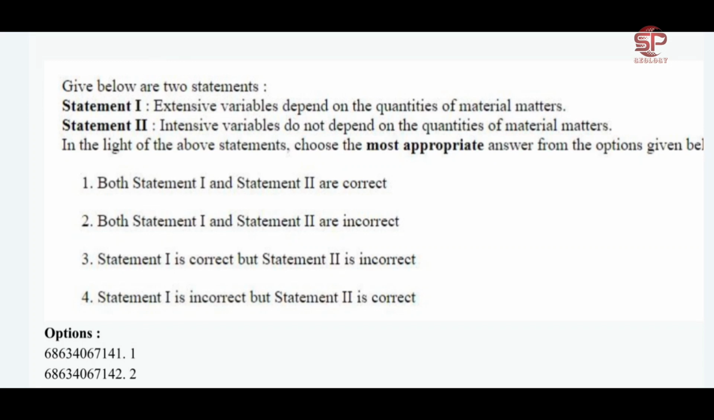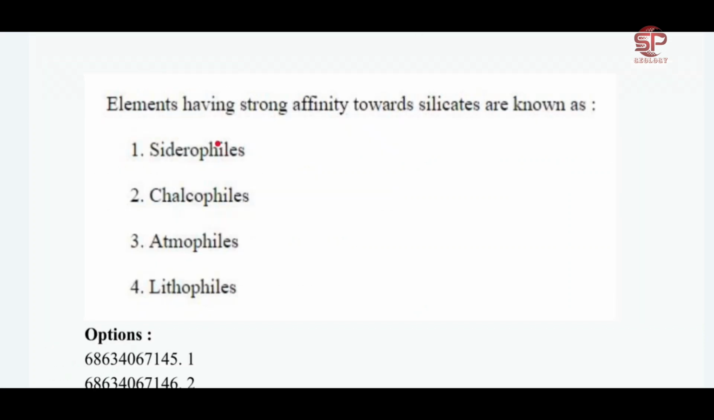entropy, and mass. So here it is given that extensive variables depend on the quantity of the materials, and intensive variables do not depend upon the quantity of the materials. Extensive properties are properties that depend upon the amount of matter, like volume and mass. So this will be correct. Intensive variables do not depend upon the quantities of material. It is also correct. So both statements are correct.